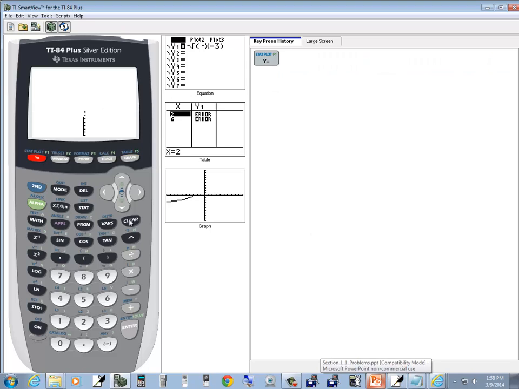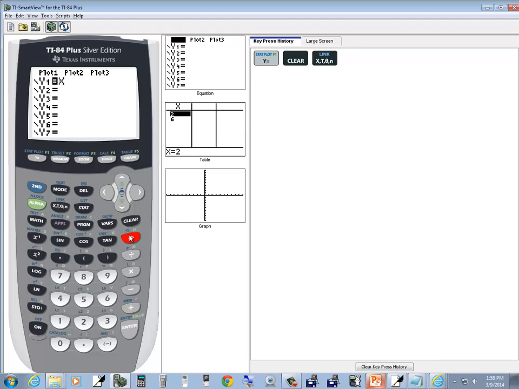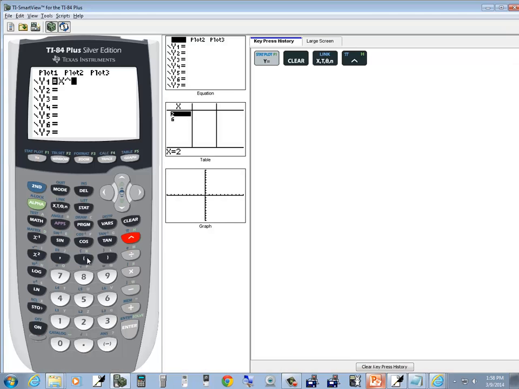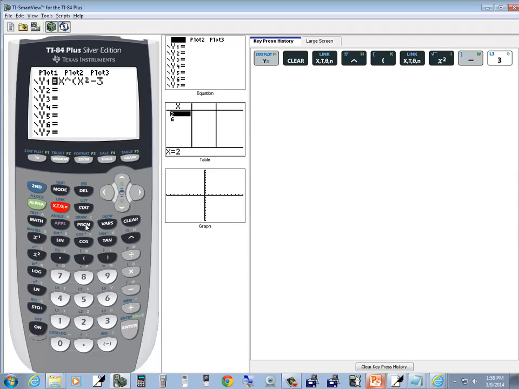So press my y equals, press my clear. I do my x key, caret for the exponent. And remember, we said we want parentheses around the exponent. So I'll do a beginning parentheses, then x squared. So press my x key, x squared, minus 3x, plus the square root of x. So I'll do second x squared, and it puts a square root, puts a beginning parentheses. So I'll put the x. I'll put a closing parentheses for the square root and closing parentheses for the exponent, and then press graph.